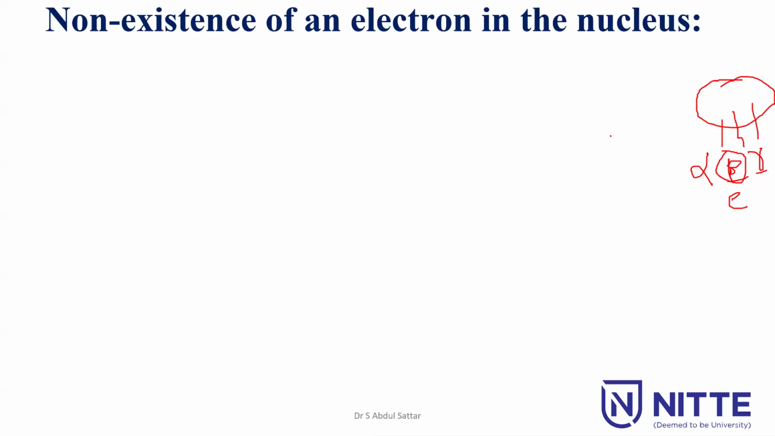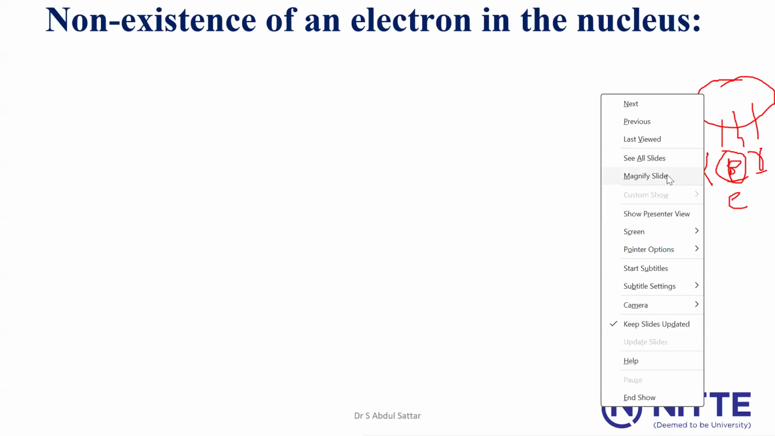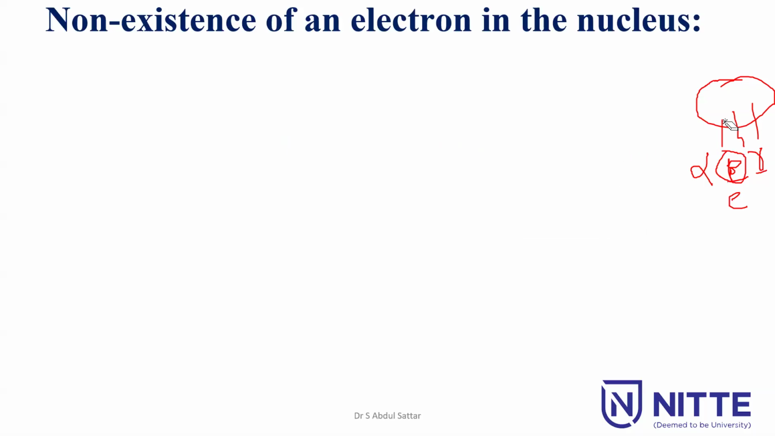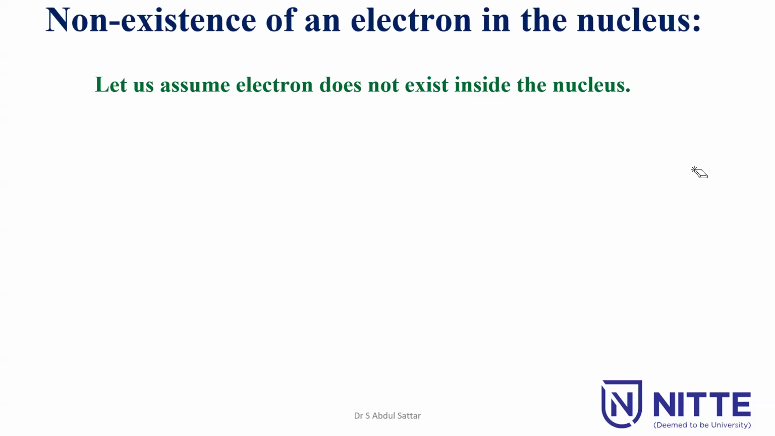First, we will prove electron does not exist inside the nucleus. To prove that, we will assume electron exists inside the nucleus. If electron exists inside nucleus, for example, this is the one nucleus I am showing in this two-dimensional pattern here.